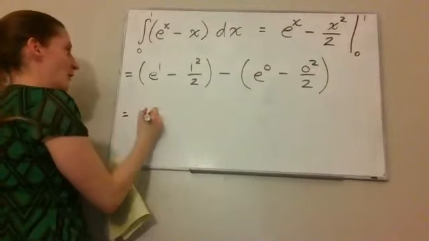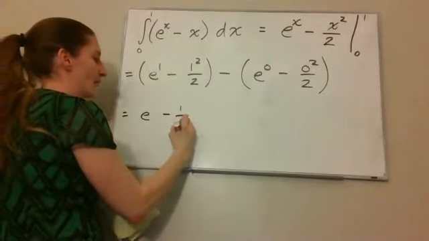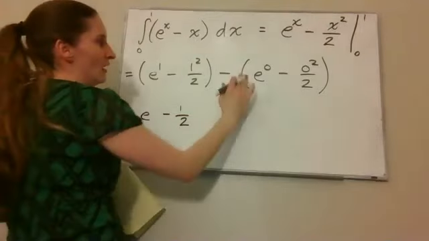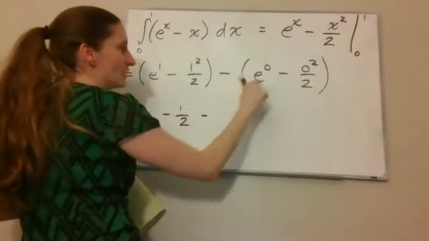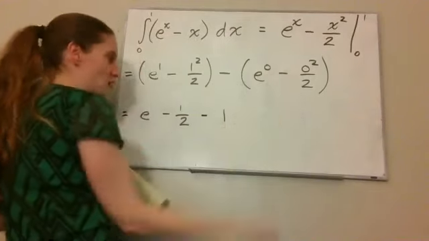Well, e to the first power is e. 1 squared is 1. So I have e minus 1/2. And then I'm going to subtract e to the 0, which is 1. And then this guy's just 0.